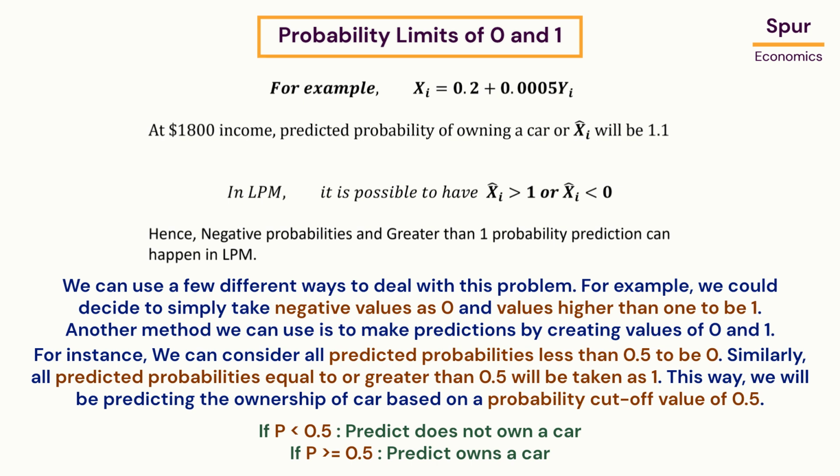For instance, we can consider all predicted probabilities less than 0.5 to be 0. Similarly, all predicted probabilities equal to or greater than 0.5 will be taken as 1. This way, we will be predicting the ownership of car based on a probability cutoff value of 0.5. However, having a negative or greater than 1 probability is still not appropriate.